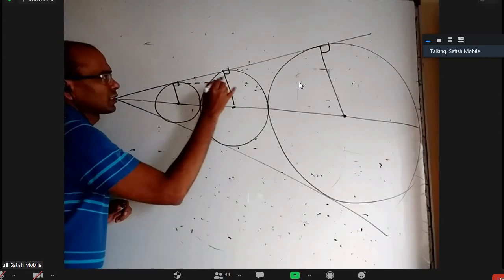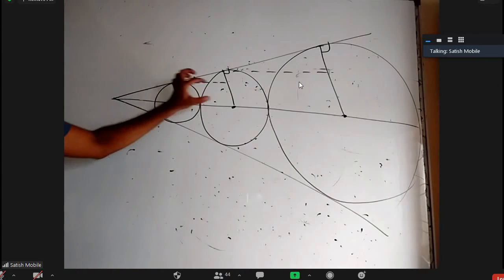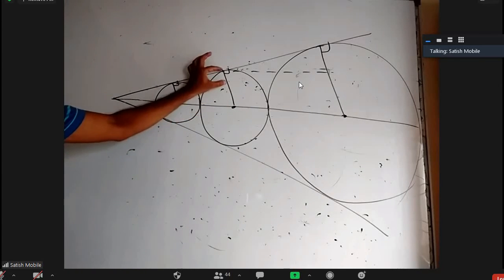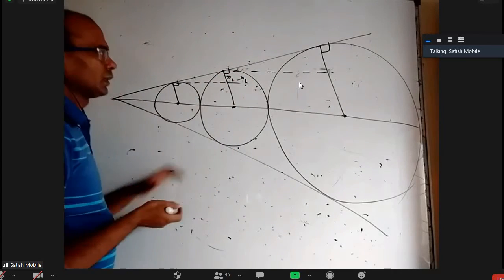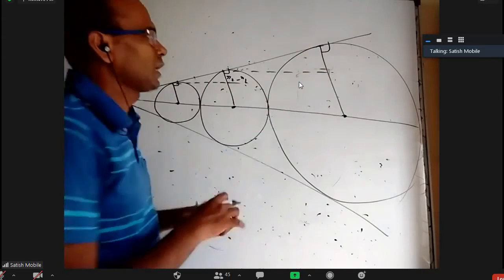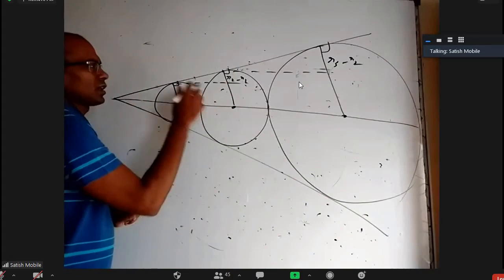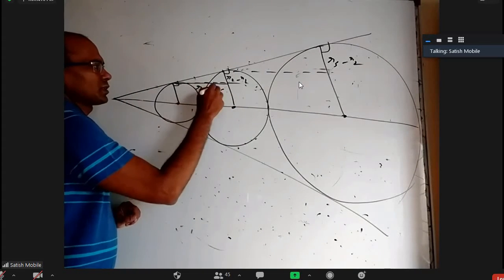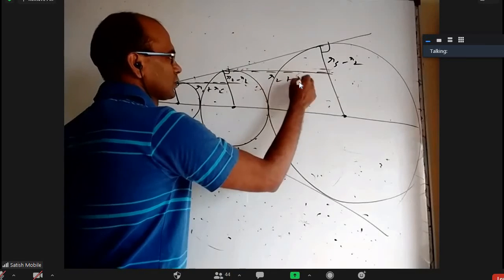I'll draw one horizontal line here, one horizontal line here. This is R1, so this is R1. This total is R2, so the small part will be R2 minus R1. This total is R2, but the total is R3, so this will be R3 minus R2. This is R1, this is R2, so this length is R1 plus R2. This is R2, this is R3, so this length is R2 plus R3.